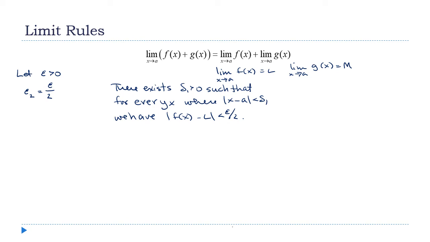Okay, now I'm just going to say the same thing over again, right? I'm going to say the same thing over again, but with M. There exists delta 2 greater than 0.